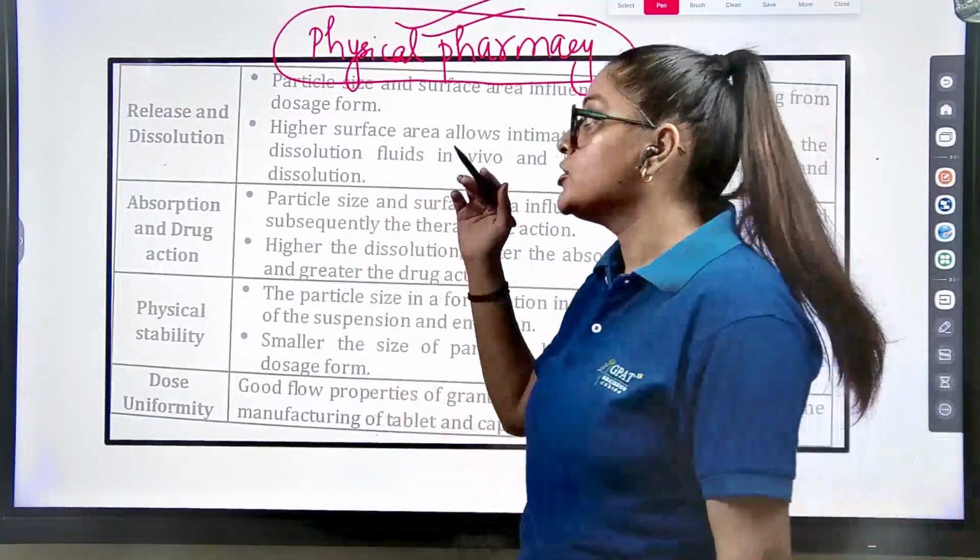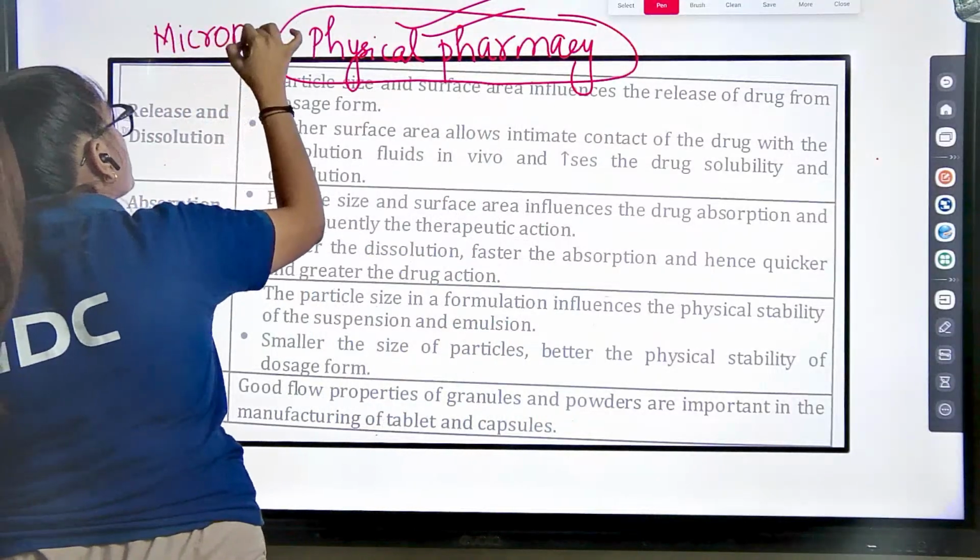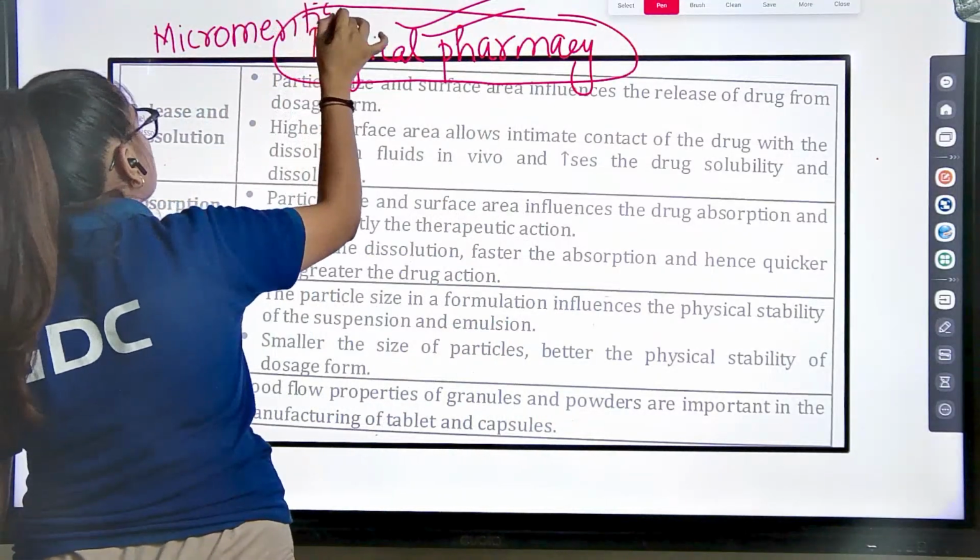For example, today we are going to start with micromeritics. All the important points I will cover. Just keep your ears open.